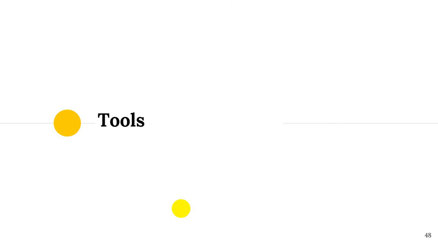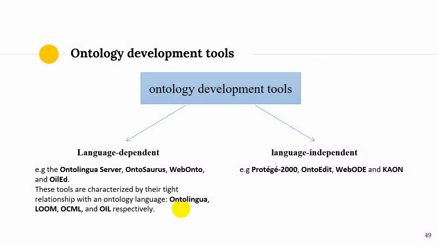In terms of tools, we can find two types. Language-dependent tools. These tools are characterized by their tight relationship with an ontology language. For example, we have Ontosaurus with the Loom language, OilEd with the OIL language, and language-independent tools. These tools are characterized by their open architecture, which allows easy extensibility and integration with other applications, and by their language-independent underlying knowledge model.